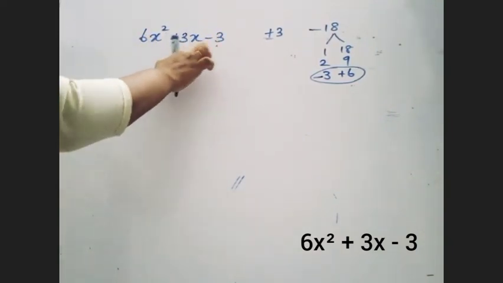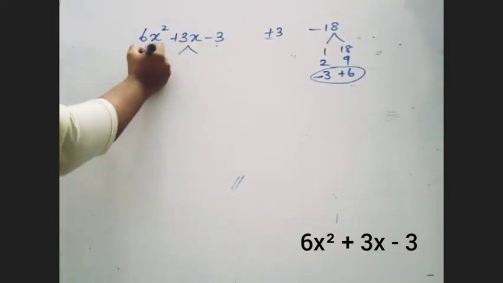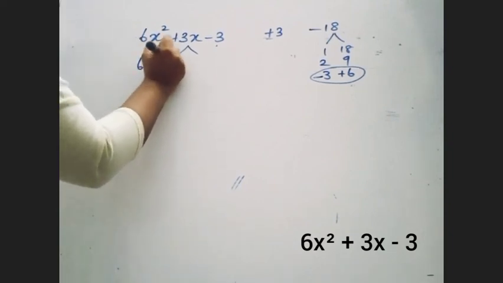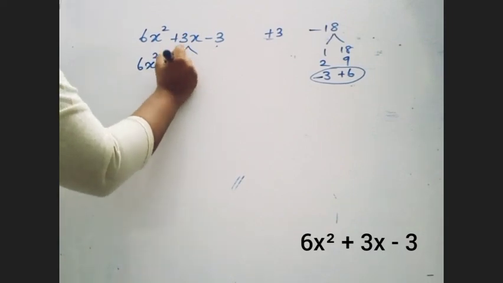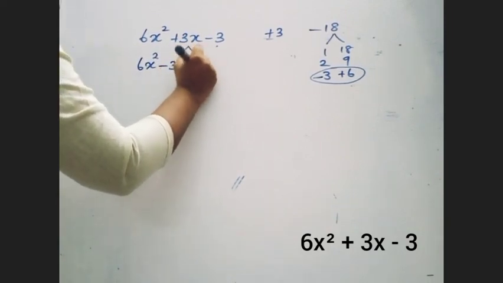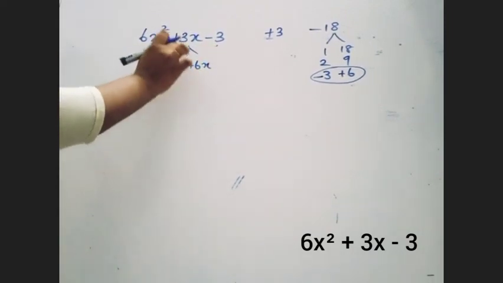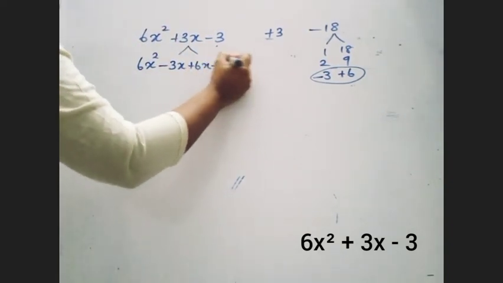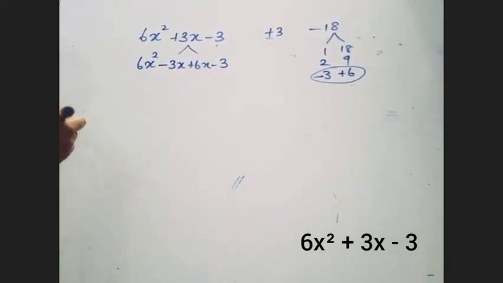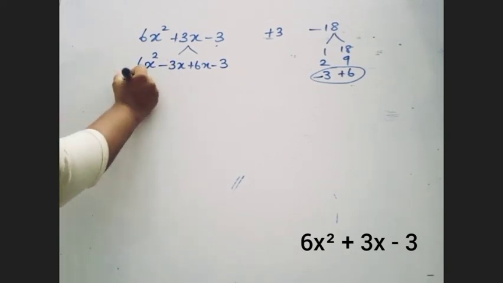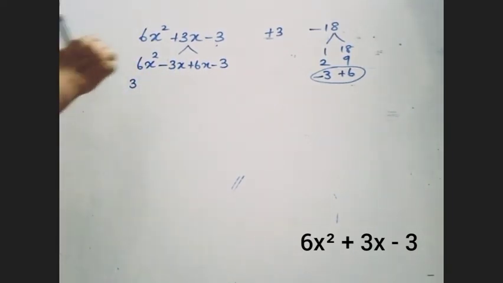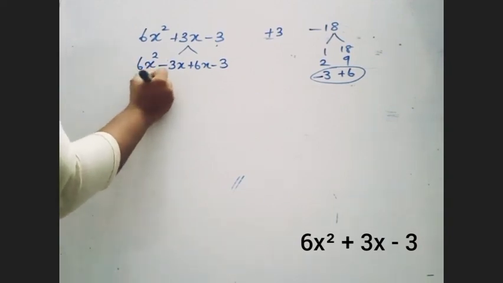Right, now let's split this and write. So this would be the same 6x square, 3x, we are going to write it in negative 3x and positive 6x. See, when you add, it would become positive 3x. Now negative 3. After that, it's going to be the same procedure. So among these two, what is the common factor? Think carefully. 3 and 6, so we can take 3 as the common factor. When x and x square, x is the common factor.